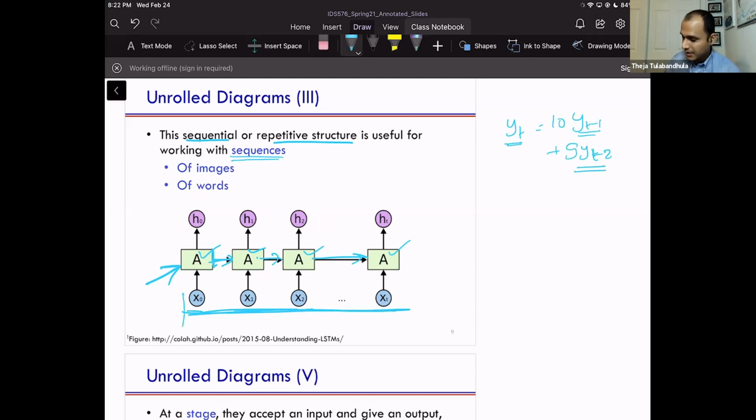So this can be an image in itself. For example, if you're doing video processing, or this could be a word vector. So input could be any numerical representation of any complex object.